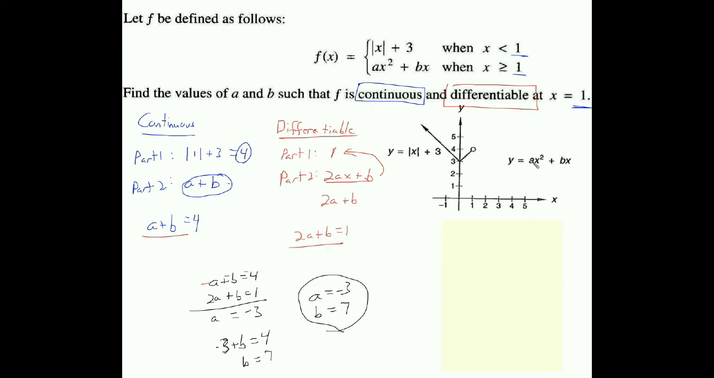If we wanted to, we could put that in here and see what that function looks like. It would be negative 3x squared plus 7 times x, and if you did put that in there, it would look like this. So here's the absolute value function, but then right here at 1, it has to have the exact same slope. So it's continuous, but it has to have the same slope. It comes up, continues at 1, and then it actually comes down and changes direction. But it is continuous and differentiable at x equals 1.